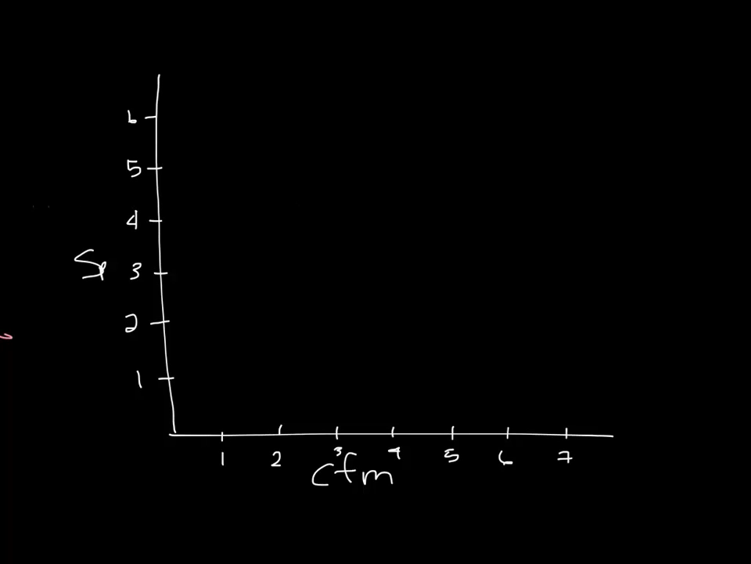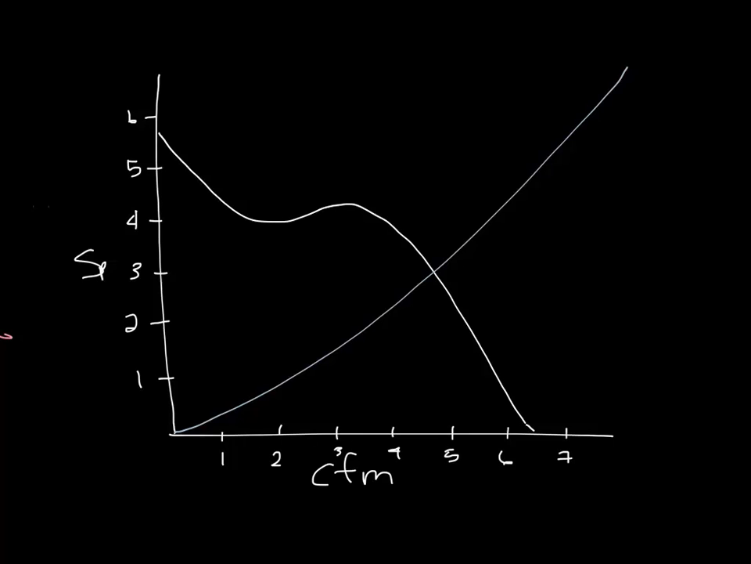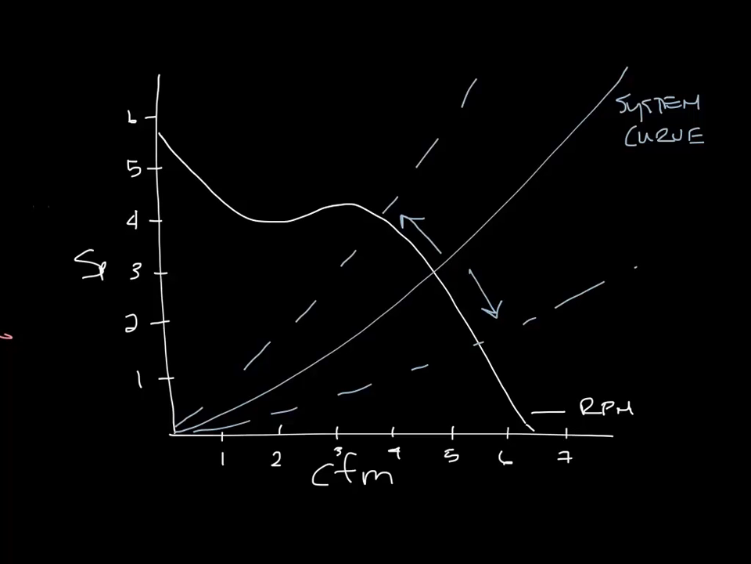So the fan curve will look something like this for any given RPM. And then if you recall, I drew in a system curve. So the point where these two intersect is where the fan will operate if this fan is in this system. If the system has more pressure, the system curve may be up here, and the fan will operate at a lower CFM, or if it has less pressure, then it may operate over here at a higher CFM.